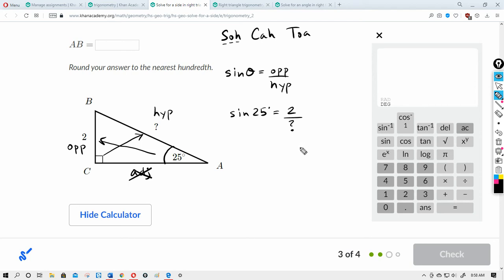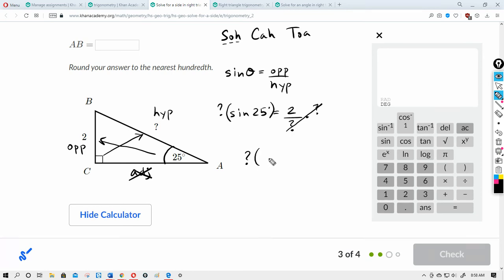Now, in order to solve for the question mark, you have to do 2 steps, because the question mark is in the denominator. So I'm going to multiply both sides by the question mark. You can call it X if you want. On the right-hand side, we have question mark divided by question mark. That cancels.